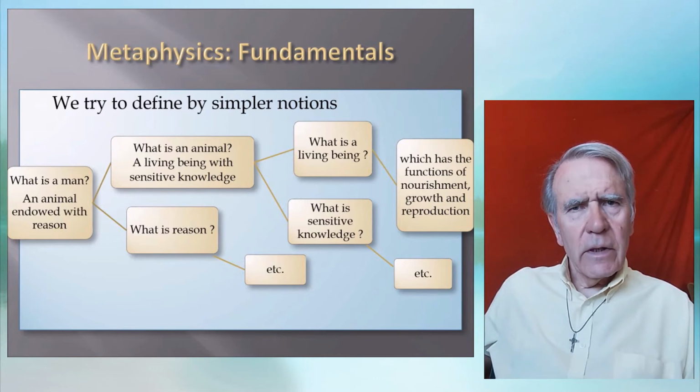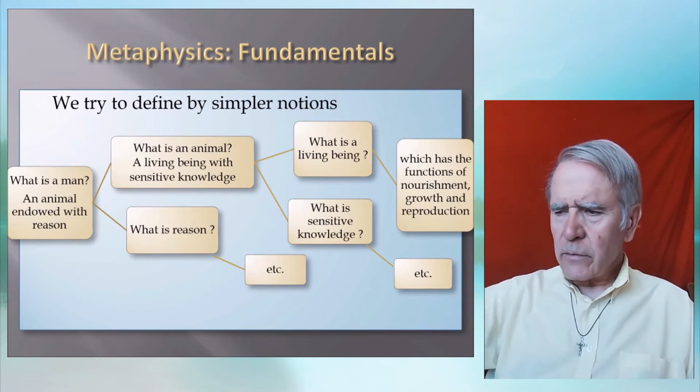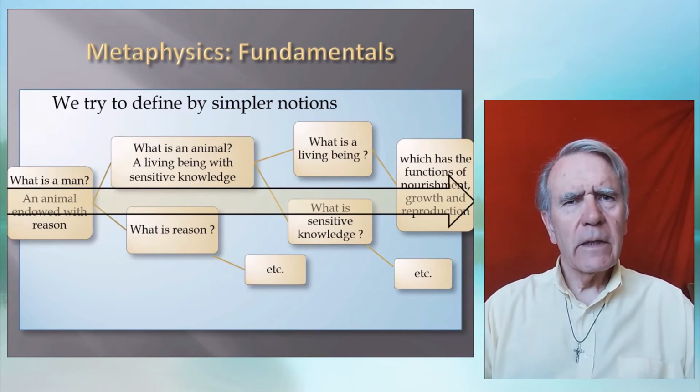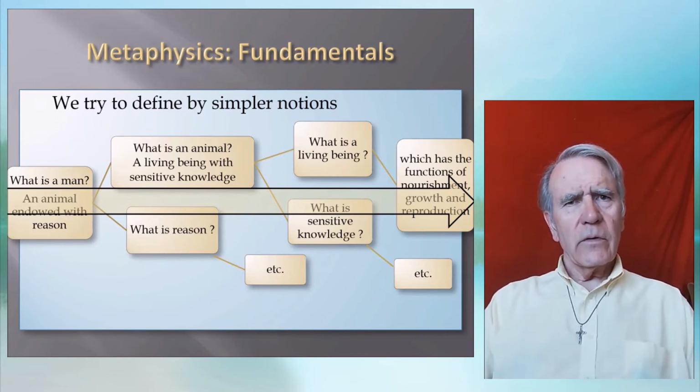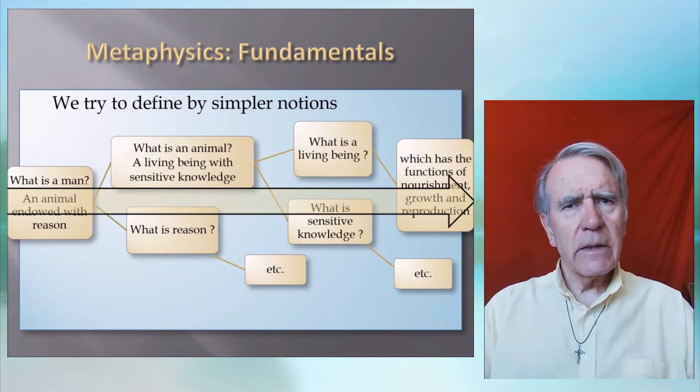However, we cannot go back indefinitely by looking for simpler notions to explain, to define the more difficult, less known notions. This is what has led philosophers to discover the notion which is the basis of all definitions, which is found everywhere, which is the simplest, the easiest to understand, the most obvious, and which for this does not need simpler, more obvious notions to explain it. It can be grasped directly. It is the notion of being.